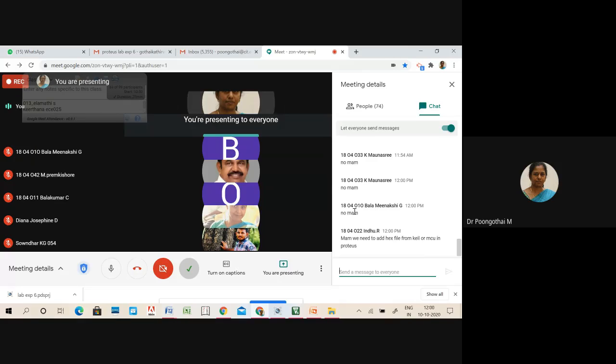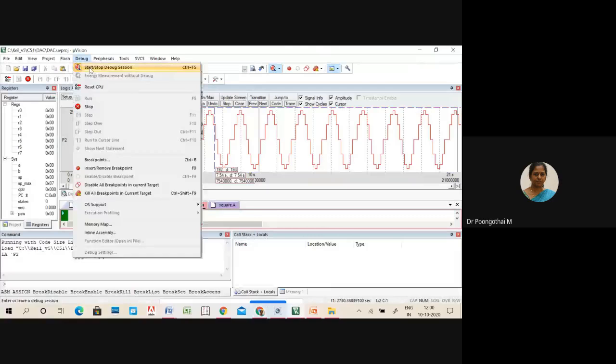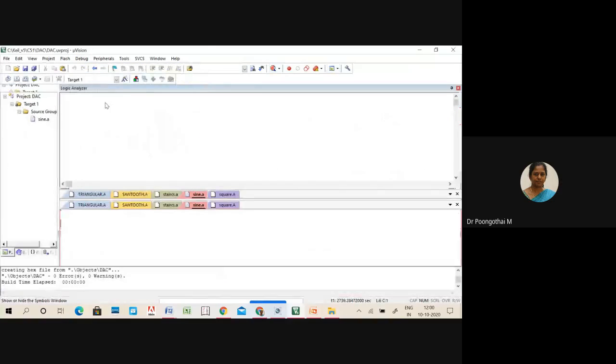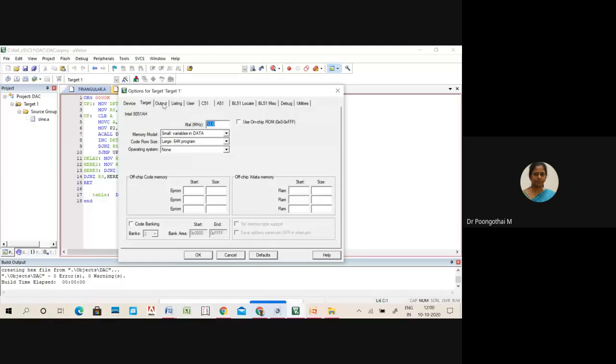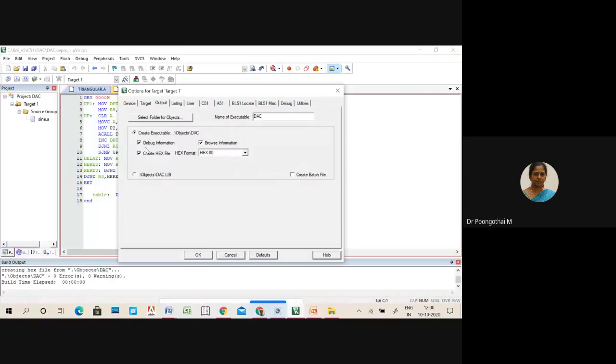We need to add the hex file from KEIL. So here, in options, you click this before execution. In output, you have to enable this create hex file option. So after debugging, your hex file will be generated automatically in your folder DAC.